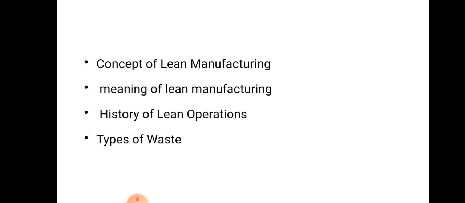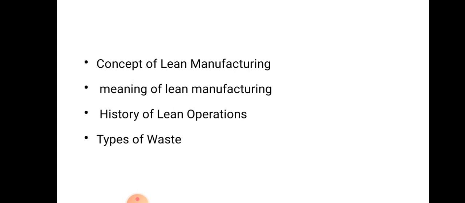Actually, lean manufacturing is a Japanese concept, and in this concept we have to find out waste in our process, meaning in the production process or the manufacturing process, and cut down that waste, and the process will become lean. It is a systematic approach where we identify and eliminate the waste through continuous improvement in the process. This methodology focuses on minimizing the waste within the production system while simultaneously maximizing the productivity.